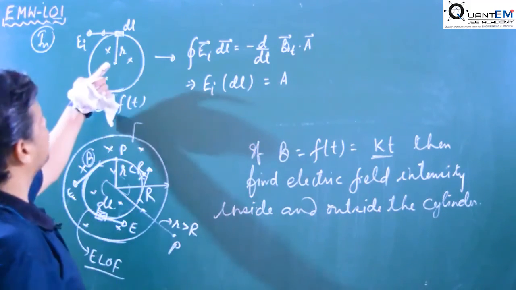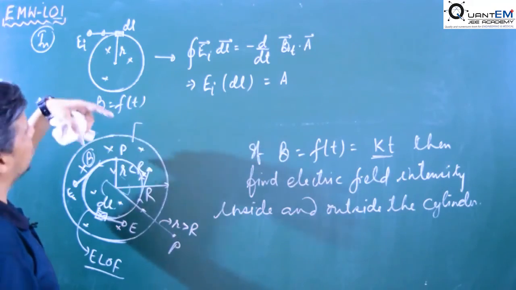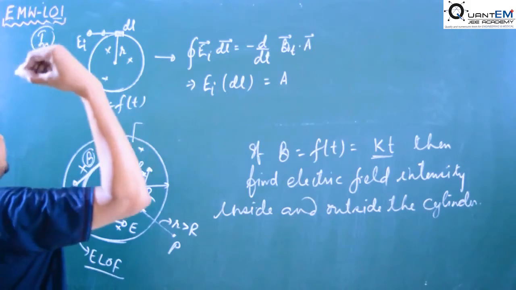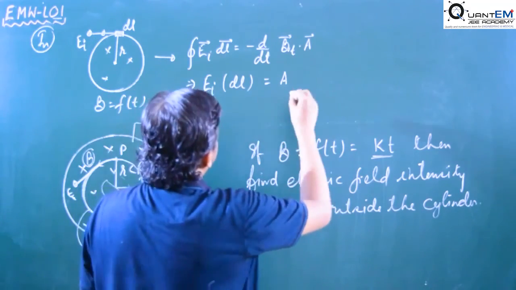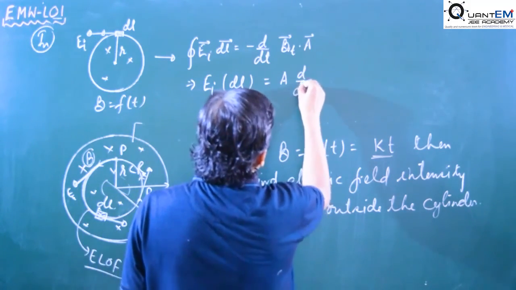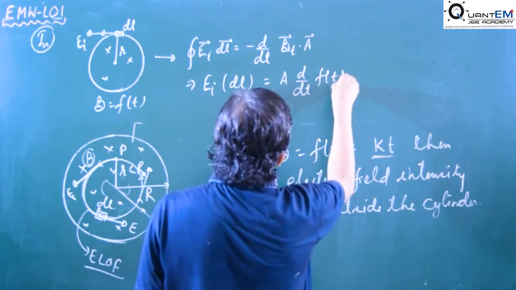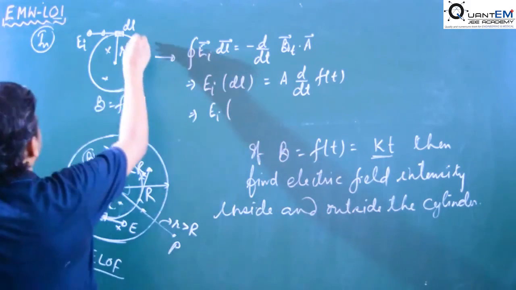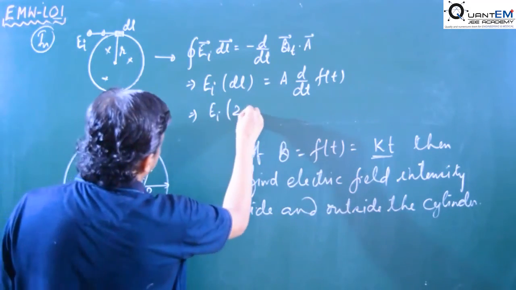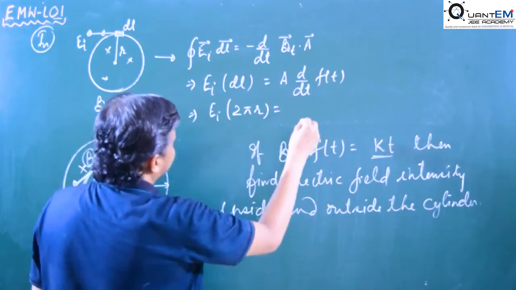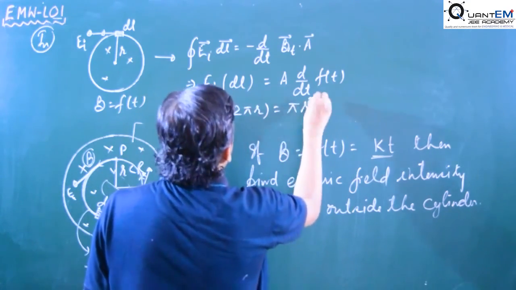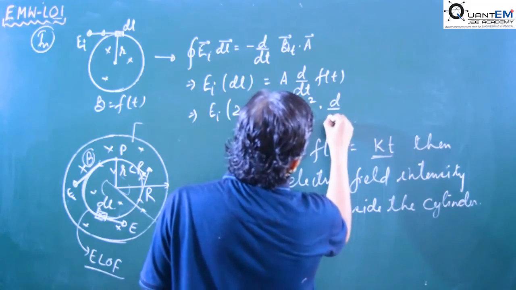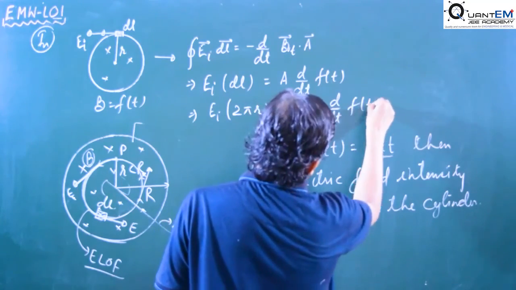Okay, E inside dl, these are in the same direction, that is equal to the area A. See, area and magnetic field are in the same direction or parallel or anti-parallel? तो यहाँ पे 180 डिग्री है. Area is outside the plane of paper towards the observer, magnetic field is inside. It is A into d by dt f of t. E inside, what is the length of this closed path? It is 2 pi r, is equal to area we have what? Pi r square, area of this loop, into d by dt function of t.